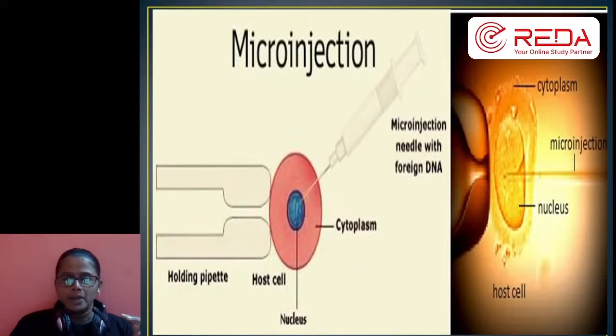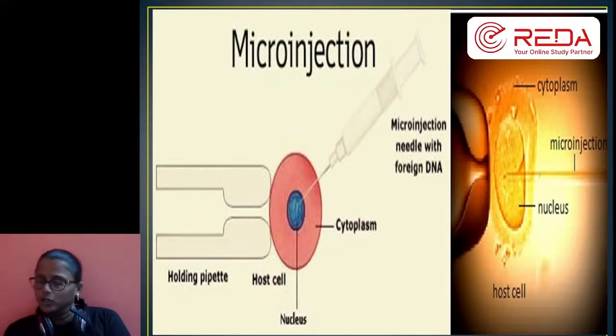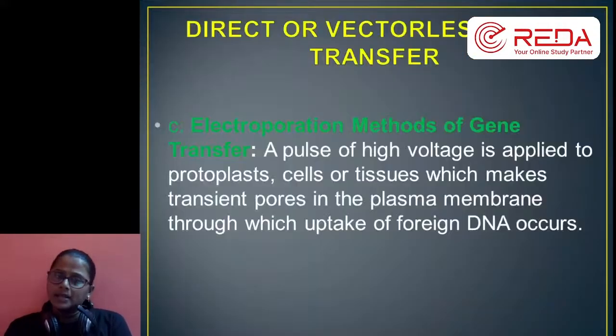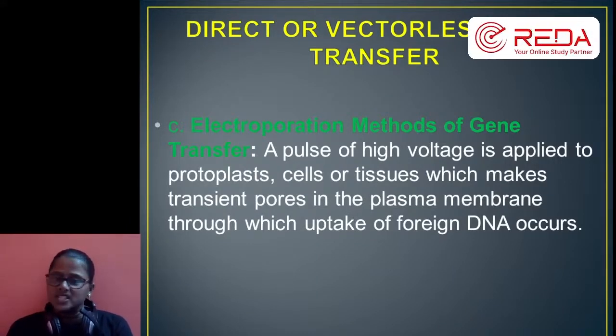So the pipette holds the host in place. We are using a microinjection needle to inject the rDNA, the foreign DNA, into them. So this is called a direct method. Another direct method is the electroporation method of gene transfer.